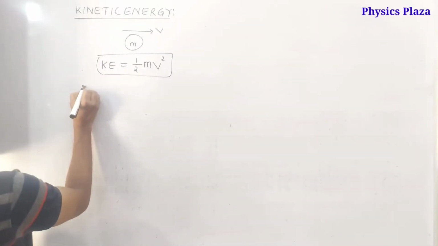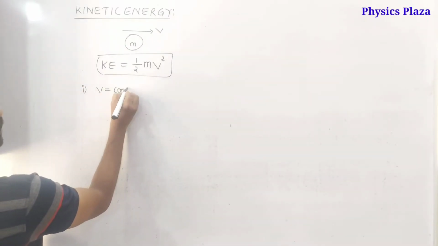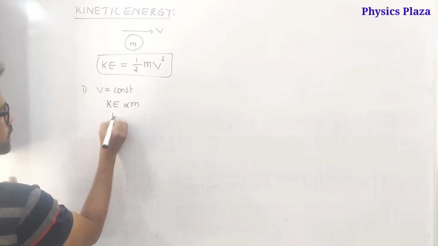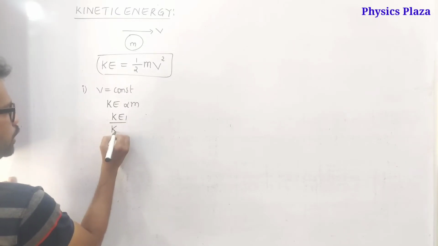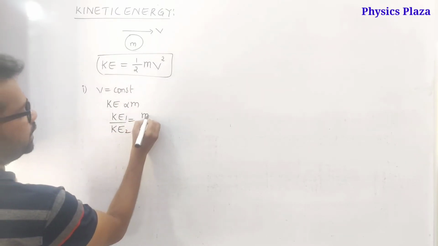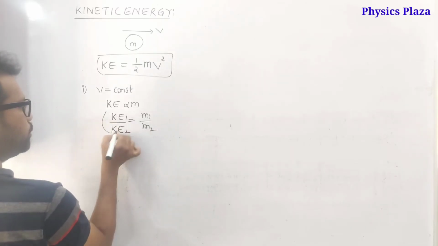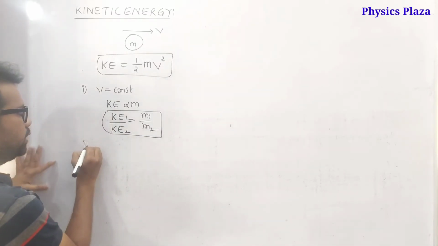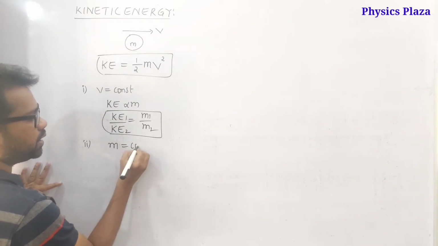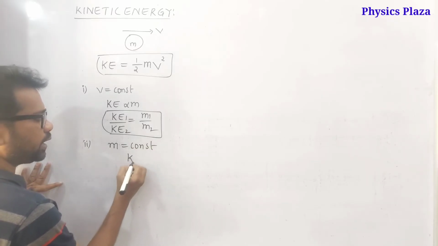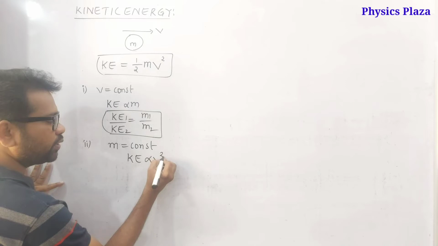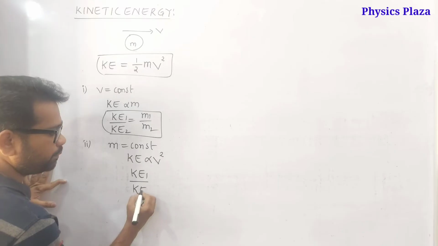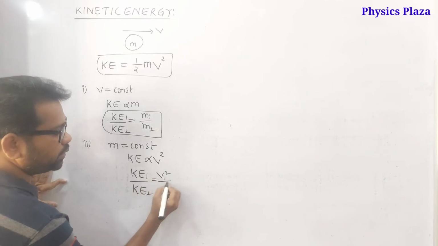First, children, when velocity remains constant, kinetic energy is proportional to the mass. That is, when they give two bodies' masses and ask us to compare the kinetic energies if both bodies are moving with the same velocity, we will use this formula. Even, children, if two bodies have the same mass, that is mass remains constant, then kinetic energy is proportional to the square of the velocity. That is, KE1 by KE2 is equal to V1 square by V2 square.